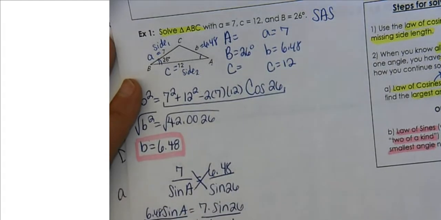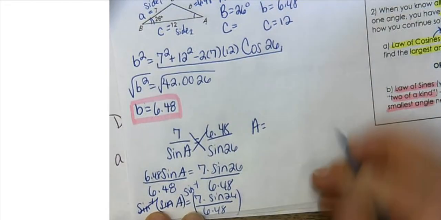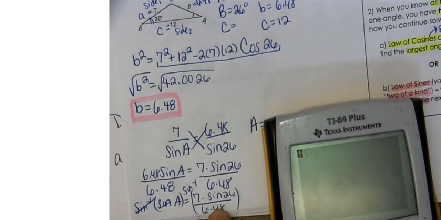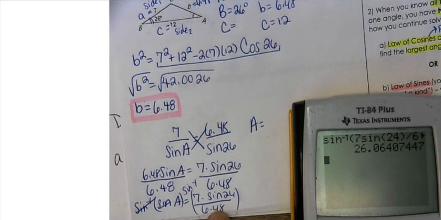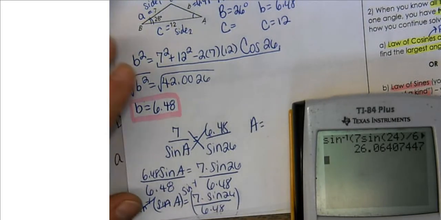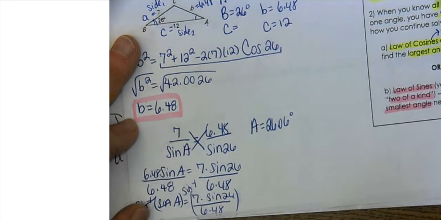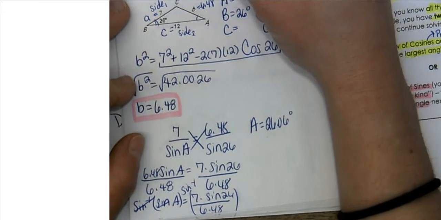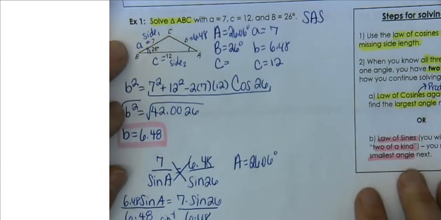When I do that, the sine inverse and sine are going to cancel away, leaving me with A is equal to whatever this number is. So I'm going to put sine inverse of 7 times the sine of 24 divided by 6.48 into my calculator. And when I do that, I end up with 26.06. So that's about 26.06 degrees. So this angle right here is about 26.06 degrees. And now we have to find angle C.